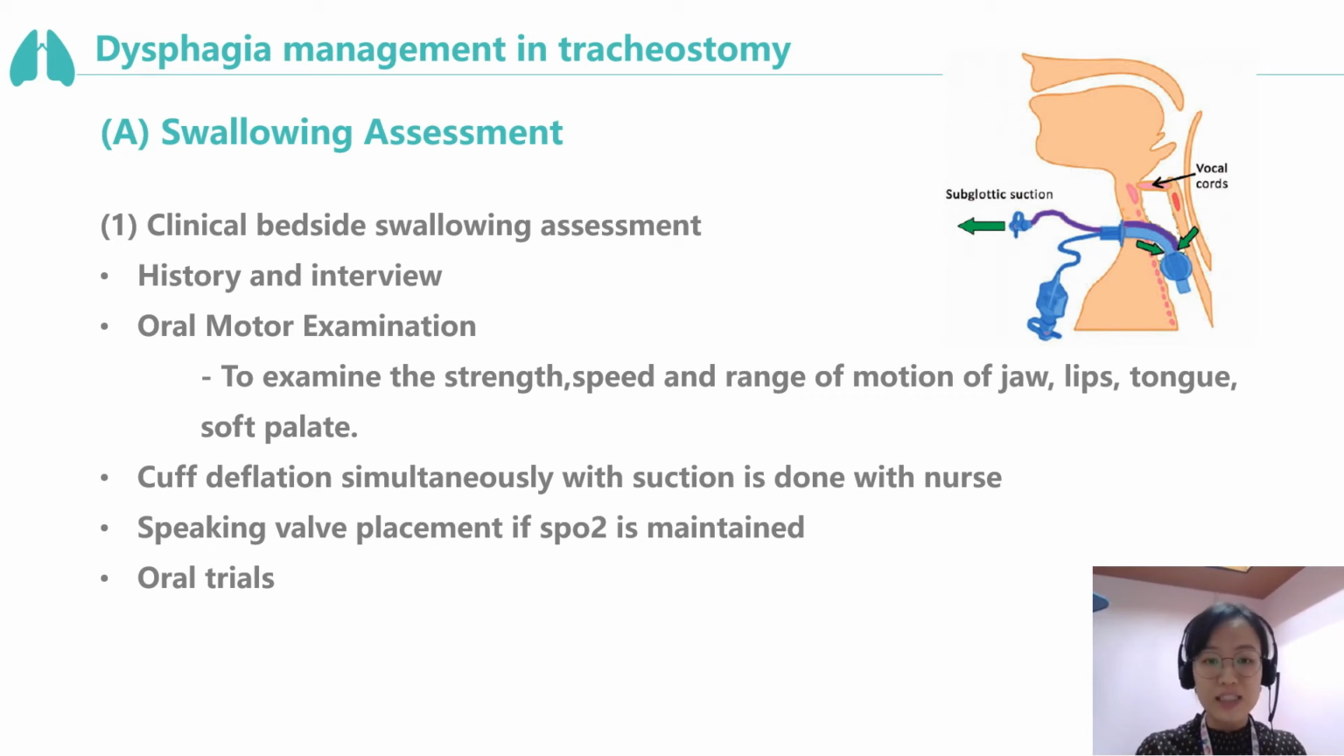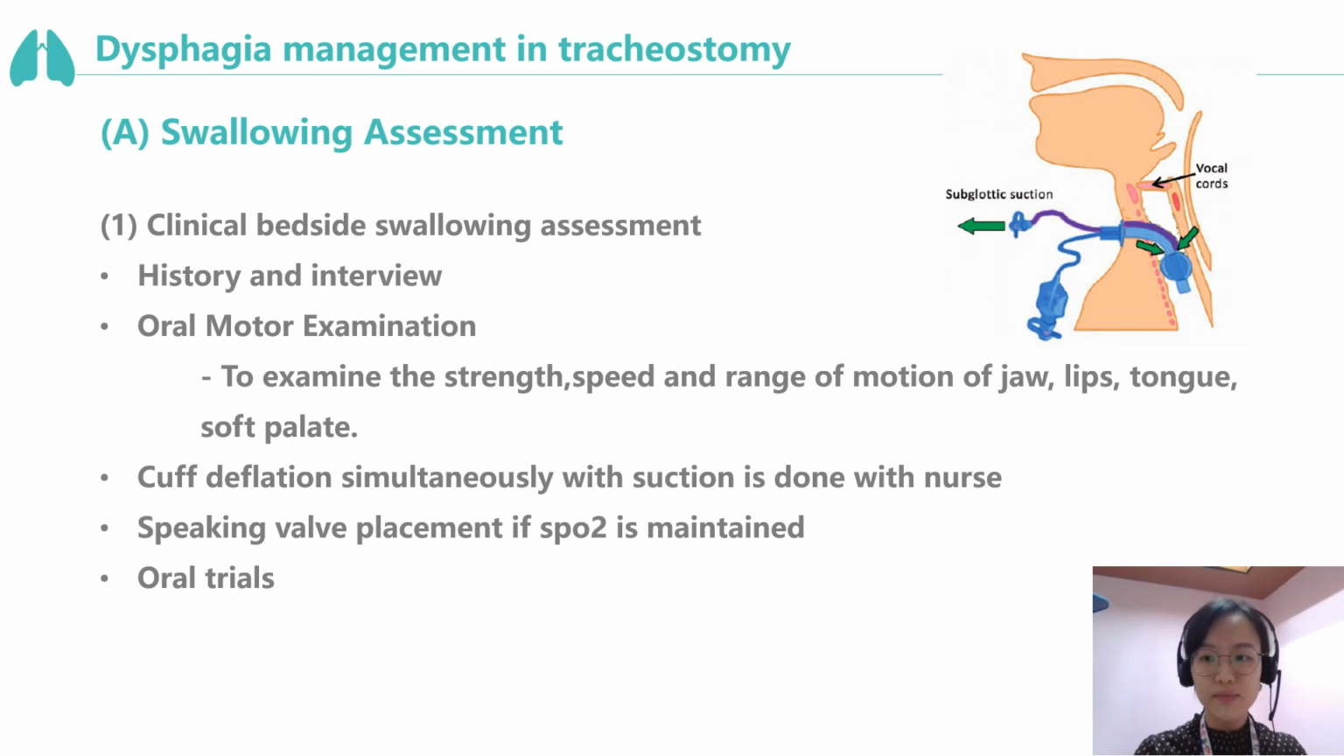If the patient doesn't desaturate, looks good, we will put on the speaking valve to get the patient to talk so that we can hear the voice. The ability to use the vocal folds to cough is so important to protect the patient from aspirating. Next, only then will we give oral trials of different consistencies of water or solid food.